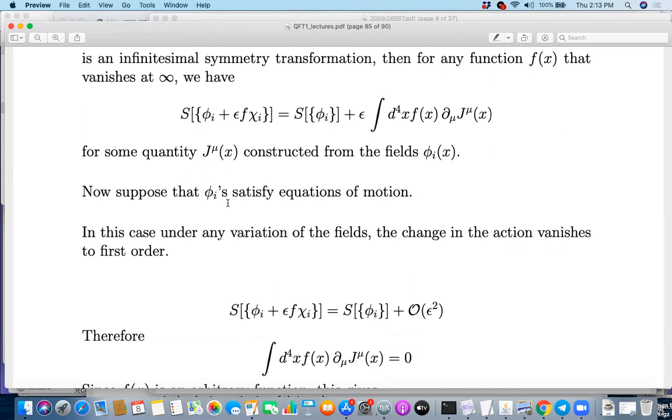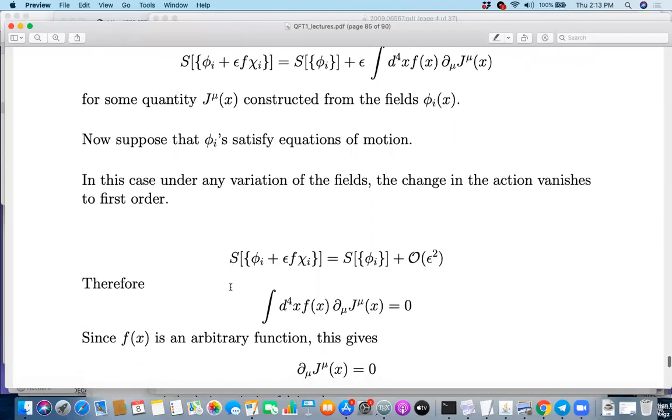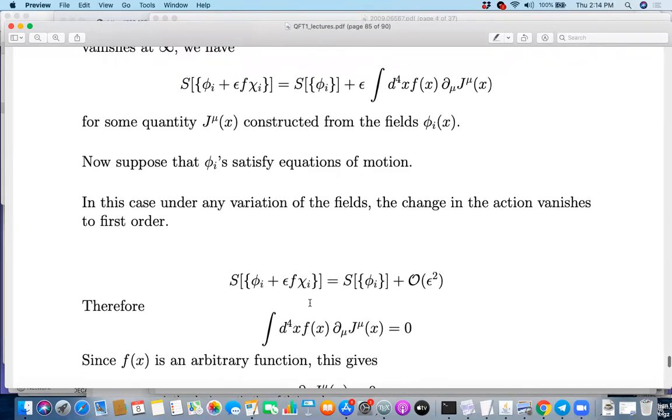But now suppose that phi I satisfy equations of motion. Now we know that if phi i's do satisfy equation of motion, then under any variation of the fields, it doesn't have to be a symmetric transformation, under any variation of the field, the change in the action will vanish to first order. So S of phi I plus epsilon f chi I, this is a combination that appears on the left hand side, will be given by S of phi I to first order in epsilon, because the variation is of order epsilon. There are corrections of order epsilon square which you don't have to worry about. Is this point clear?